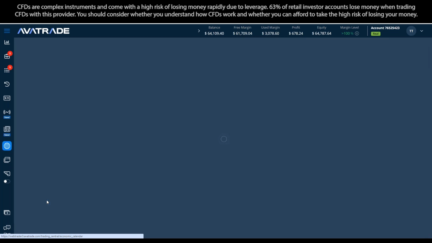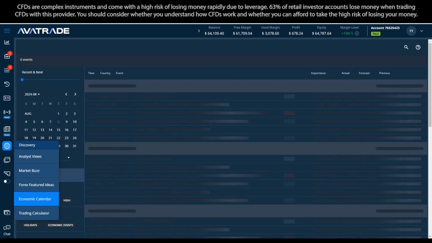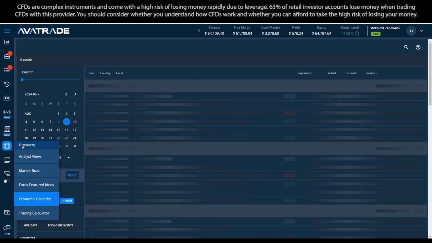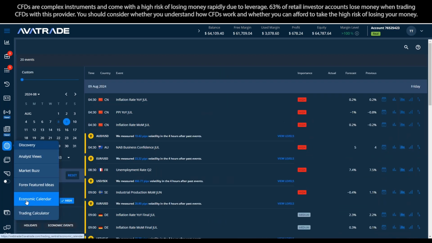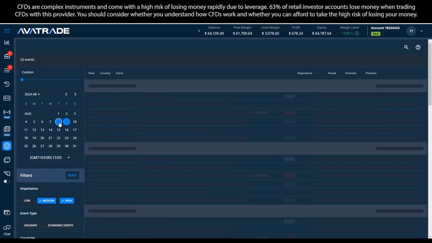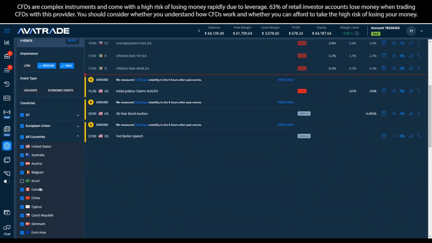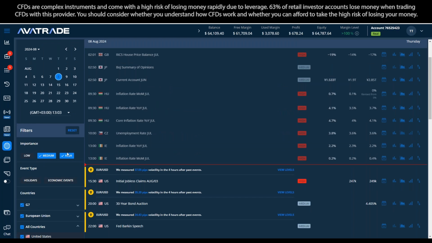But let's first start on the economic calendar, which is found here in the discovery section. And so we've got market buzz and economic calendar being two important tools for fundamental analysis on our app and platform. Now, if we go to today's date on the economic calendar, and you can pick the countries that you prefer to look at announcements from, and you can pick the type of announcements in terms of high importance, medium importance, or low importance.